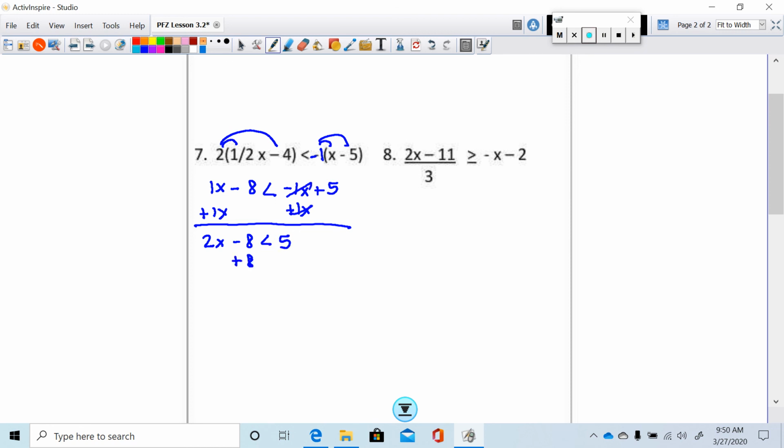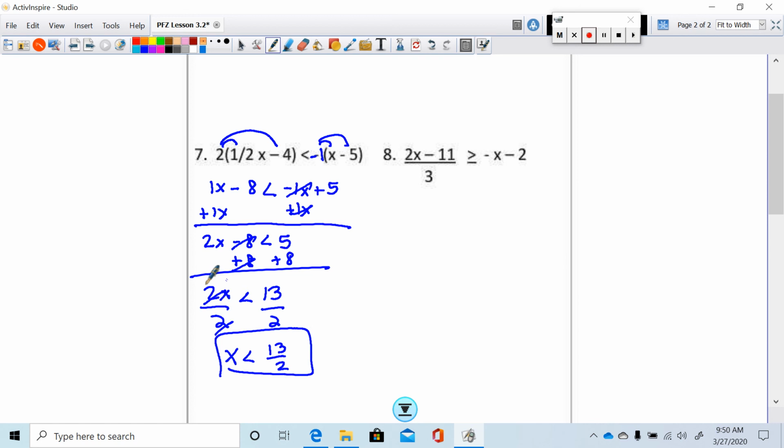I'm going to add 8 to both sides. 2x, opposites cancel, is less than 13. Divide both sides by 2. Top cancels with bottom. X is less than 13 over 2. So that's the solution. And if I'm going to graph that, 0 would be here, 13 over 2 is positive, so it would be to the right of 0. The inequality is not underlined, so I'm going to use an open circle. And because the inequality goes to the left, I'm going to draw a line going to the left.